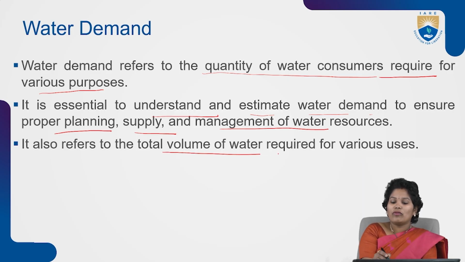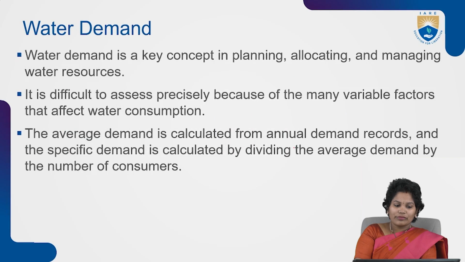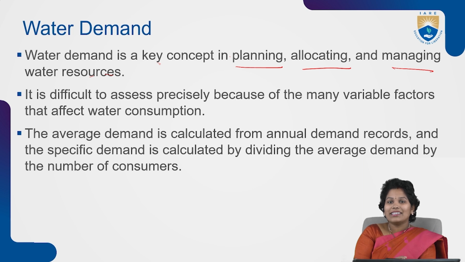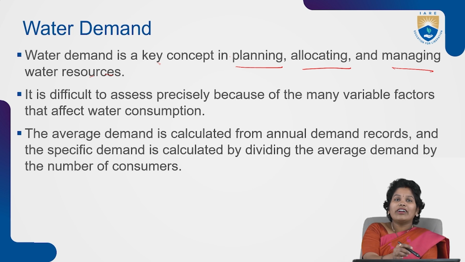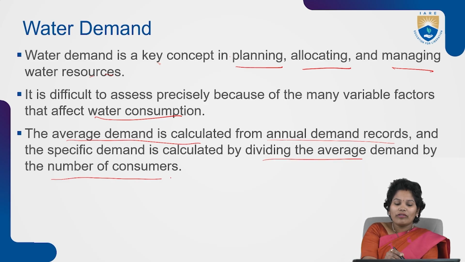It also refers to the total volume of water required for various uses or purposes. It is essential to understand and estimate how much water is required so that we can plan the supply and water management. Water demand is a key concept for planning, allocating and managing water resources. It is difficult to assess precisely because of the many factors affecting water consumption, so the average demand is calculated. The average demand is calculated from annual demand records, and the specific demand is calculated by dividing the average demand by the number of consumers.